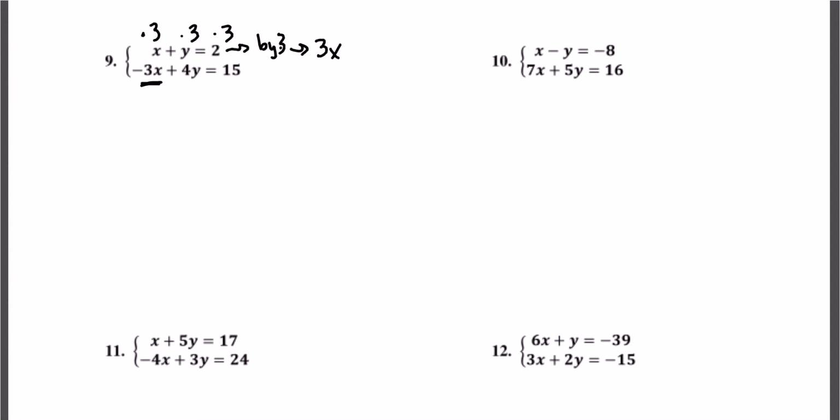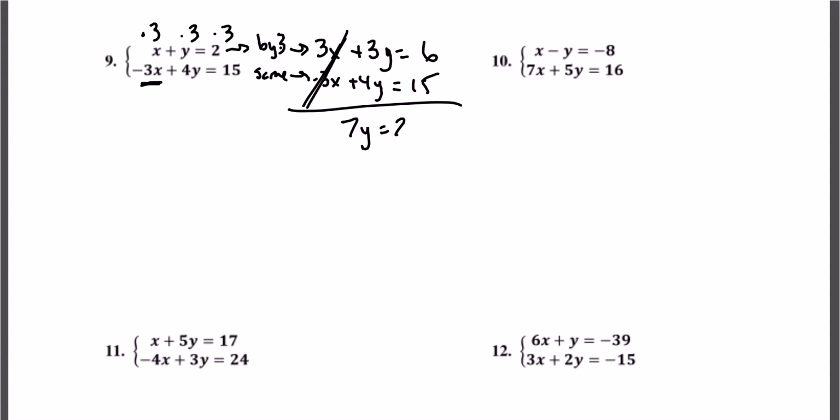So I have 3x plus 3y equals 6. I multiplied everything by 3. I'm going to keep the bottom the same. So the bottom is going to stay negative 3x plus 4y equals 15. Now I combine my like terms. The x's cancel. I end up with 7y equals 21.